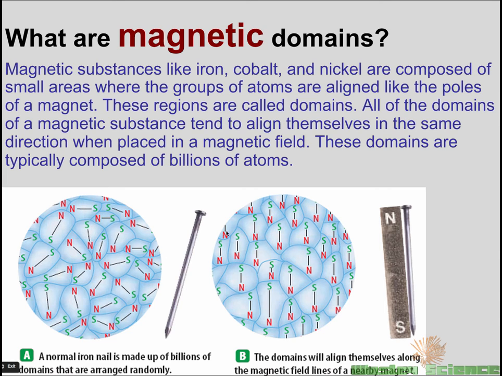But if we took a magnet and we put it next to the iron nail, like you see right here, what will happen is all the norths and south poles of those domains or regions of billions of atoms will align themselves opposite to the magnet. So you can see here that all the green S's, which represent the south poles of the domains on the nail, are all on the top because the north pole of this magnet is on the top. And all the red ends, which stand for the north poles of the domains within the nail itself, are on the bottom because that's the south pole of the magnet. So it'll align itself opposite and all align themselves together.